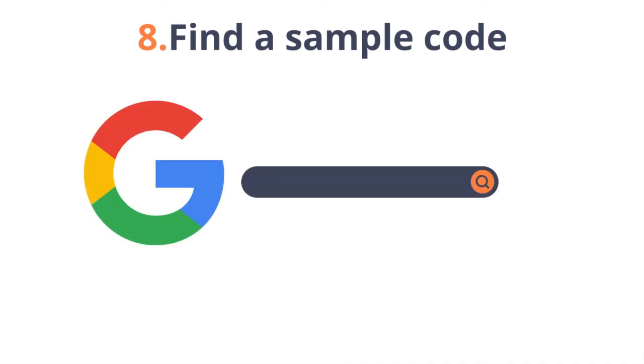Step number 8, find a sample code. It could be very good for your learning process to find a sample code and try to work with it. You can start your first project with a sample code. To find a sample code, you can easily use Google search and search for your project, for example, sentiment analysis in Twitter. Just simply search that. It will give you a lot of results that you can follow.